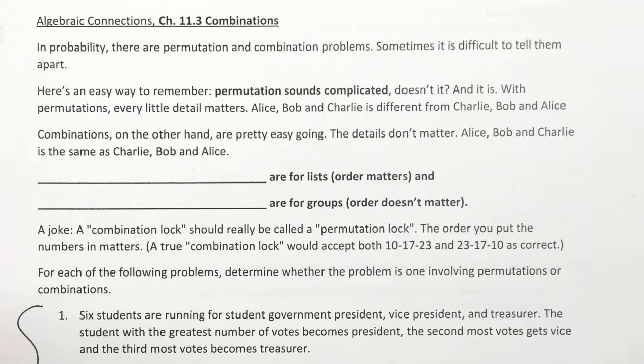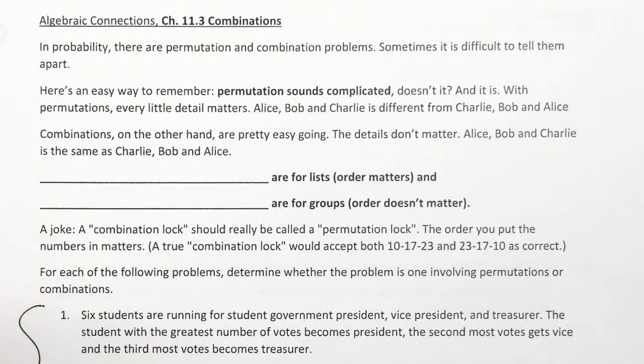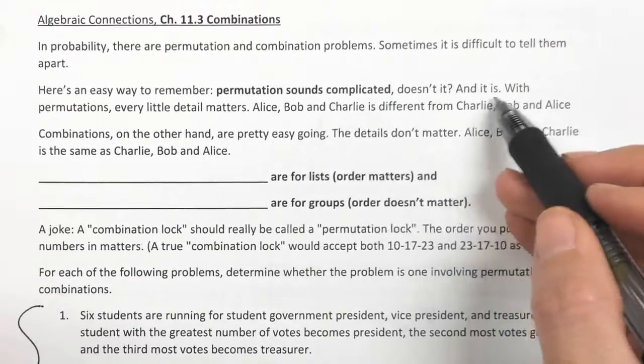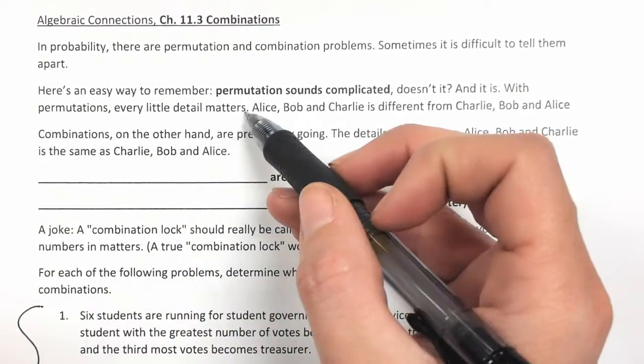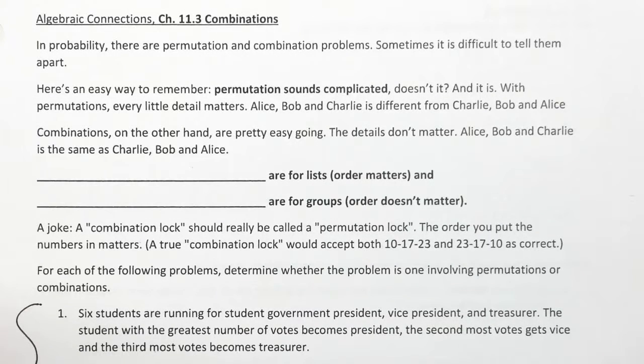So here's an easy way to remember. Doesn't permutation sound a lot more complicated than combination? Yes, okay. And it is. With permutations, every little detail matters. So Alice, Bob, and Charlie is different from Charlie, Bob, and Alice. So order matters in permutations. Combinations are pretty easygoing. The details don't matter. You could list Alice, Bob, and Charlie, and that's the same as Charlie, Bob, and Alice. So order doesn't matter with combinations.